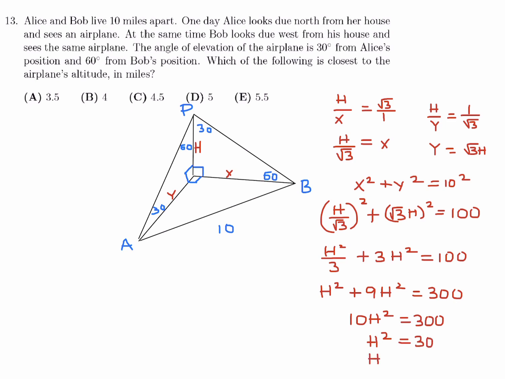h therefore is root 30. And of the answer choices, the one that's closest to root 30 is about 5.5. So number 13, the answer is E.